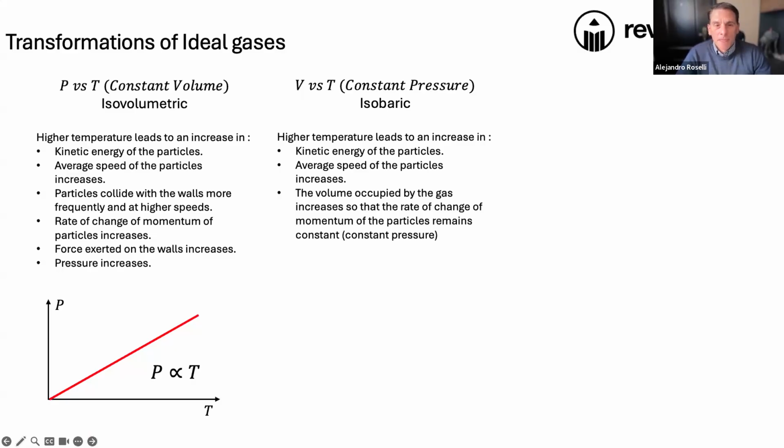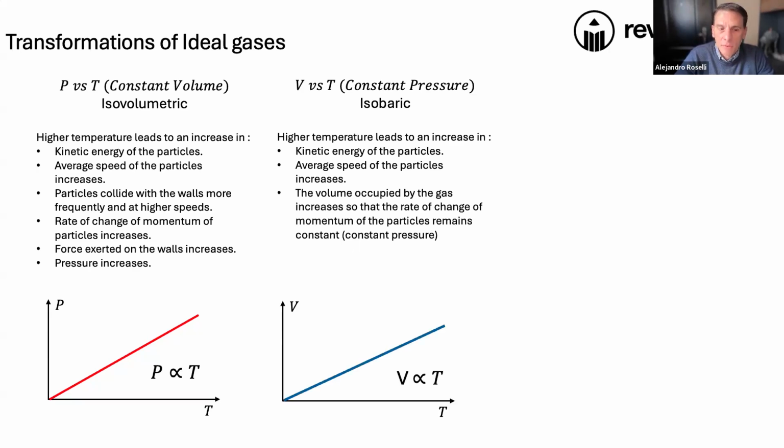But now the volume occupied by the gas increases. We are not letting the pressure build up. So we should allow the volume to expand, so that the rate of change of momentum of the particles related to the pressure remains constant, which leads to a situation in which, again, the volume is proportional to the temperature. Similar graph, but now with volume and temperature.